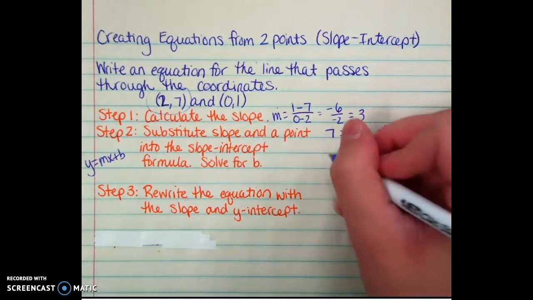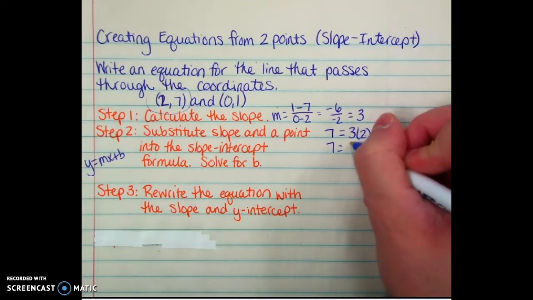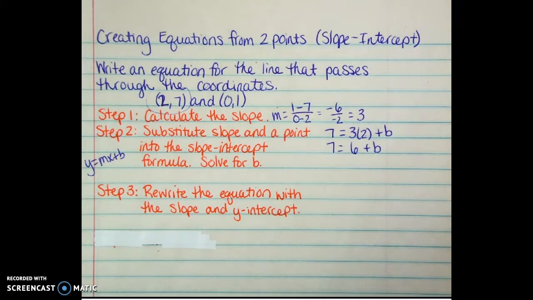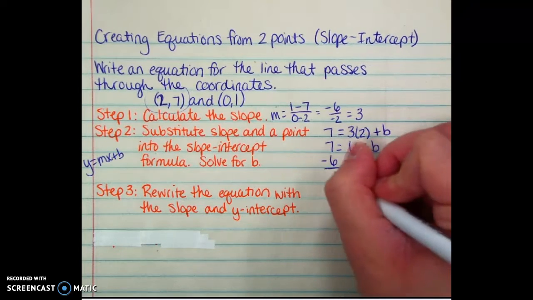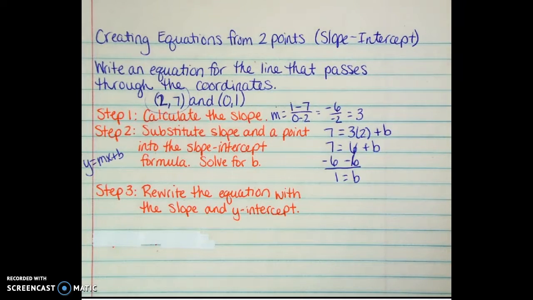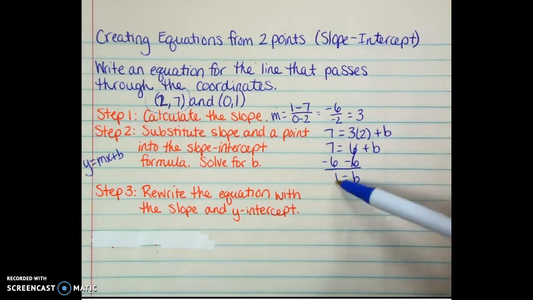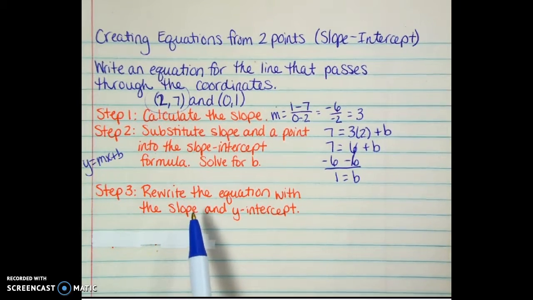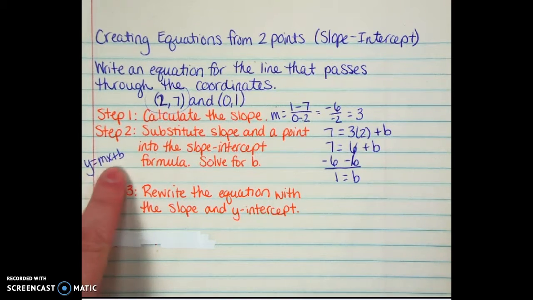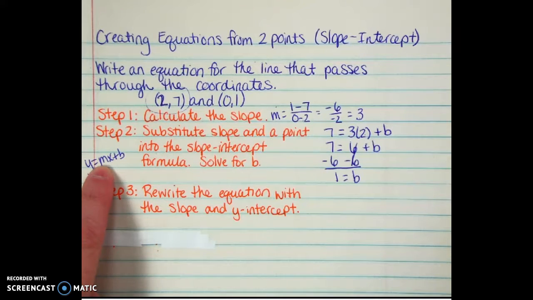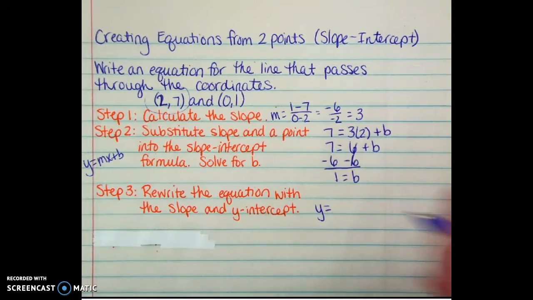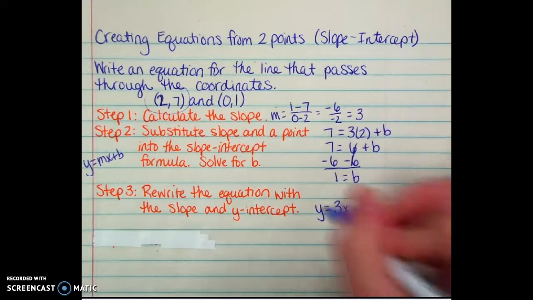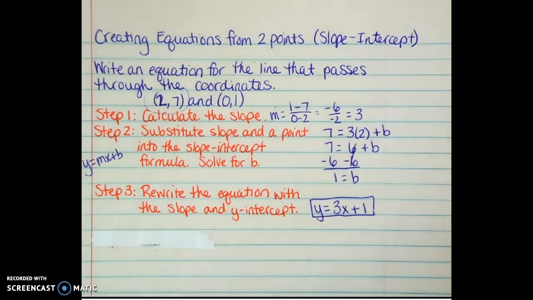Okay, now I'm going to simplify. So 7 equals 3 times 2 is 6 plus b. I'm going to subtract the 6. 7 minus 6 is 1. So b equals 1. So now I have my m and my b. Now I can do step 3. It says rewrite the equation with the slope and the y-intercept. So I'm rewriting this equation over here. I'm keeping the y and the x just as is, and I'm going to substitute 3 for m and 1 for b. So my final answer is y equals 3x plus 1. Circle it, and that's it.